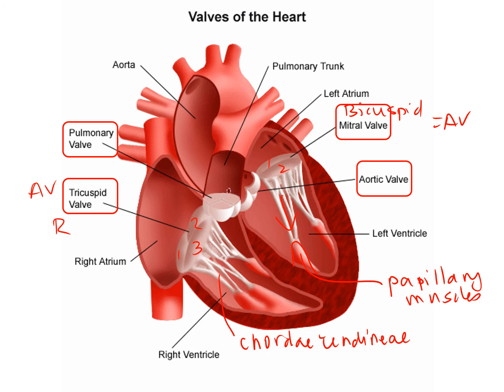You will want to know that mitral and bicuspid are the same valve. They're just two interchangeable names for that valve situated between left atrium and left ventricle. All right, so we know that the papillary muscles and chordae tendineae will cause these valves to slam shut. So that's when the heart is contracting.